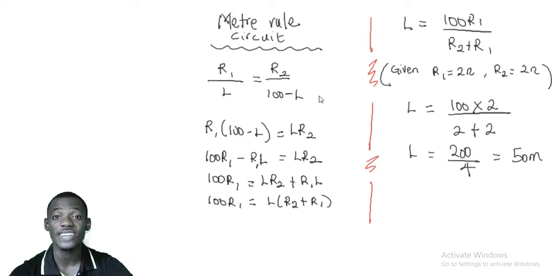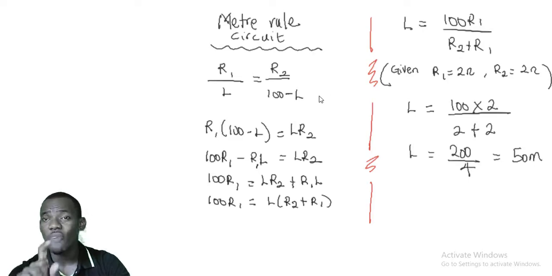That is called changing the subject of the formula in maths. So now the L is standing alone. Now we have to find the length. We have been given R1 as 2 and R2 as 2. So substituting into that formula, we have L equals 100 times R1, which is 2, times 2, divided by 2 plus 2. That's R2 plus R1. So 100 times 2 is 200, divided by 4. And that gives me 50 meters for my length. Now, don't forget the answer is 50 meters.